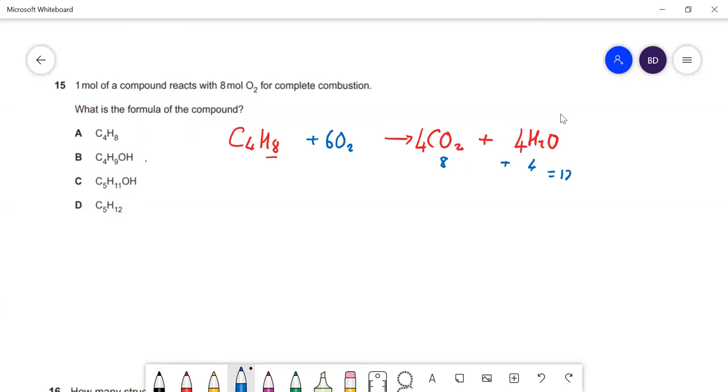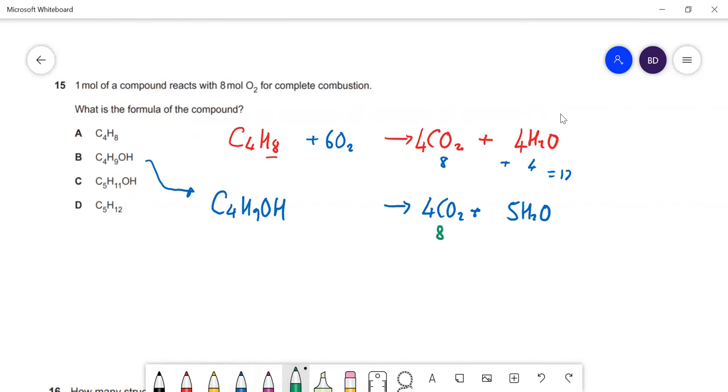Let's try B. C4H9OH is going to give us 4 carbon dioxides again, and that's going to give us 5 waters. How many oxygens do we need? Well, we've got 8 oxygens in the CO2, and 5 there, that's equal to 13. But we've already got one in the compound, so we don't need 13, we only need 12. So again, that's going to be 6 O2, so that's not the answer. Let's try C.